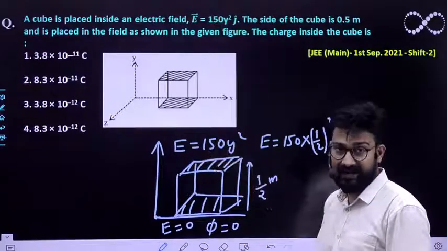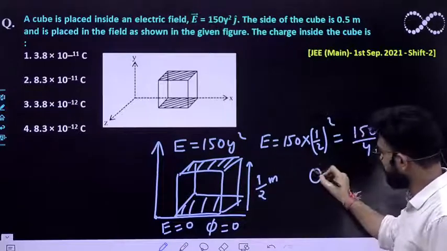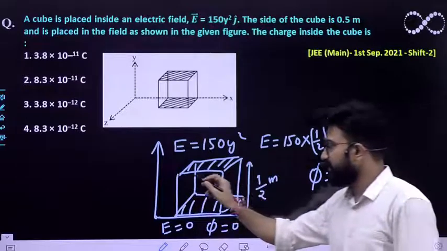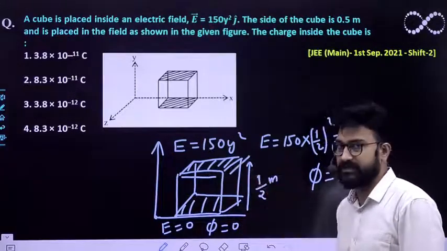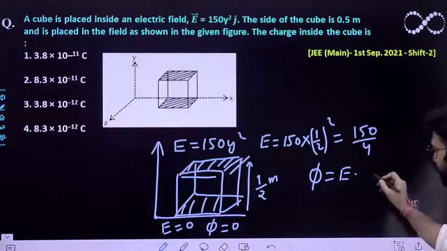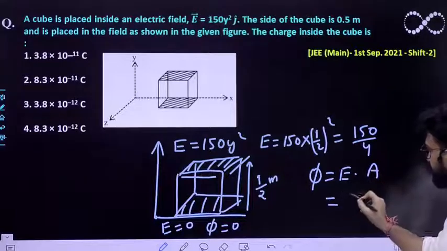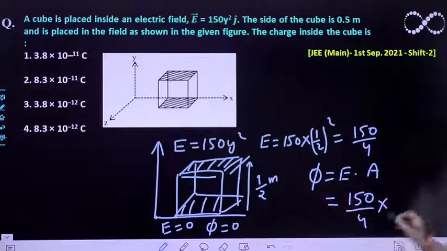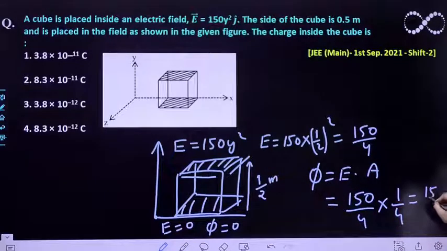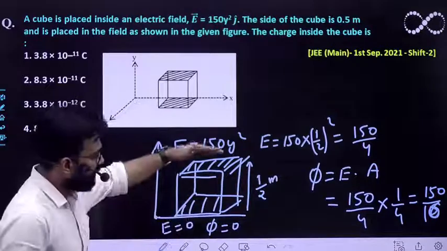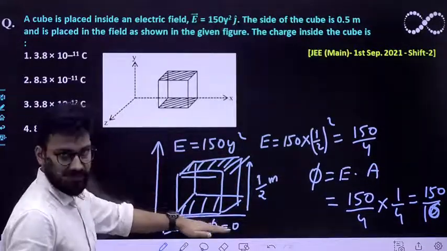So what would be the flux linked at the upper surface? The flux linked is nothing but E dot ds. And what is the area over here? Area is nothing but half meter multiplied by half meter, because it is a cube of side half meter. So the electric field multiplied by area, which is half into half, which is 1 by 4, comes out to be 150 by 16. So this is the value of flux that you have along the upper surface. Along the lower surface it is 0.